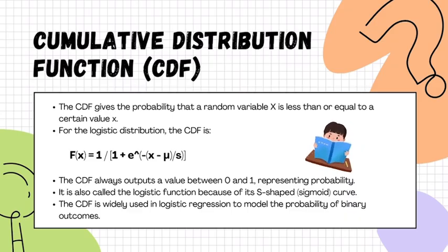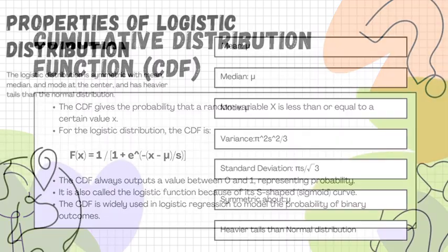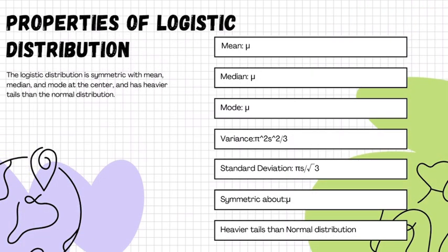Why is this useful? The CDF is used in logistic regression, and logistic regression predicts things like pass or fail, spam or not spam, yes or no. So that's why the CDF is an important formula. Now let's talk about the properties of the logistic distribution.